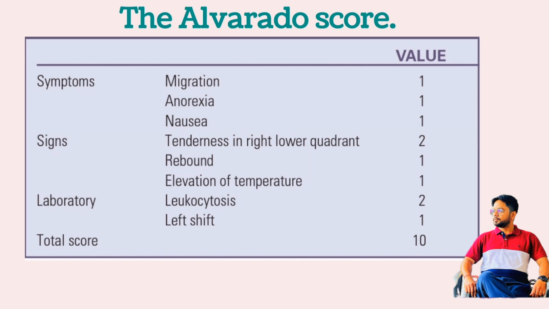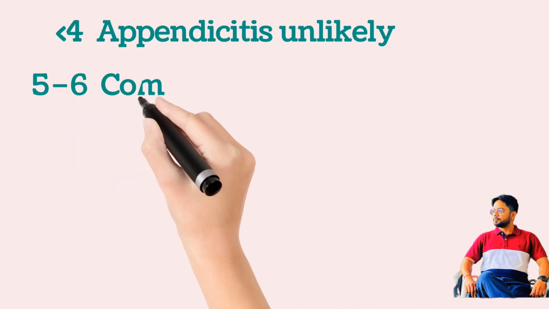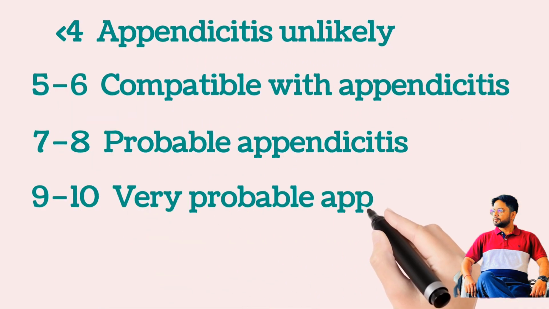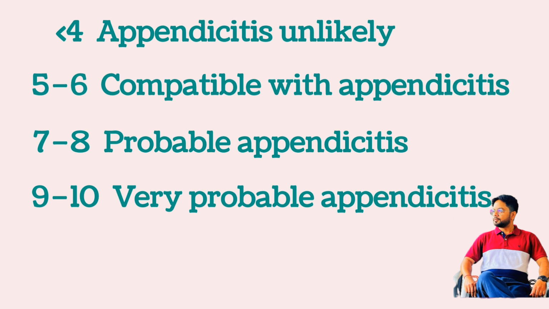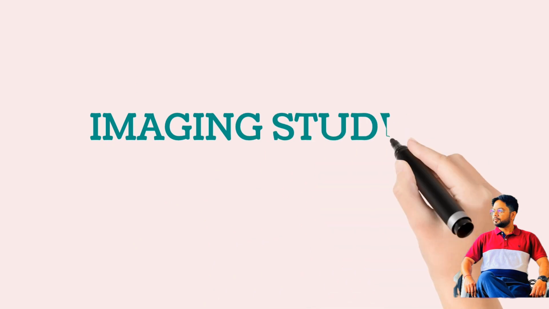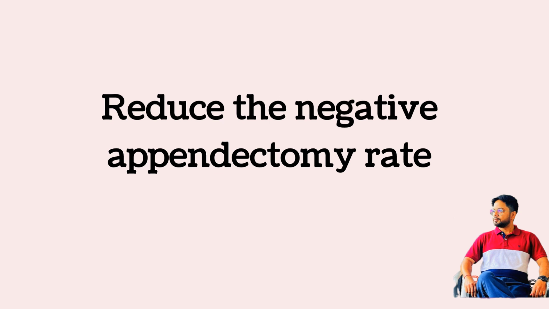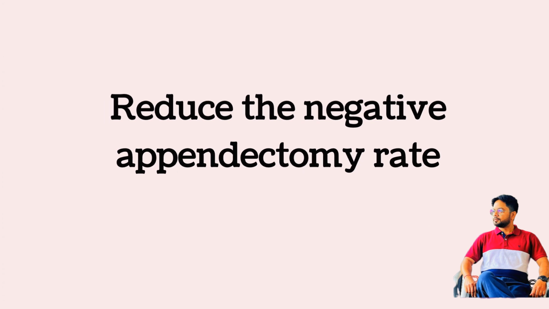leukocytosis and left shift. An Alvarado score of less than 4 is more useful to exclude the diagnosis of appendicitis, with 96% sensitivity, but higher scores lack specificity in the diagnosis of appendicitis. Imaging studies in patients suspected to have acute appendicitis can reduce the negative appendectomy rate, which can be as high as 15%, and include plain radiographs, computed tomography, ultrasonography, and magnetic resonance imaging.